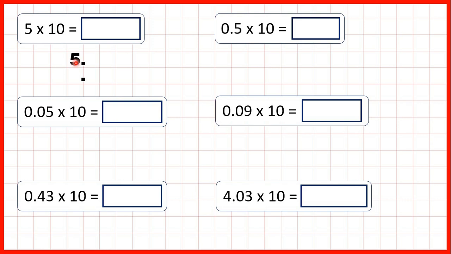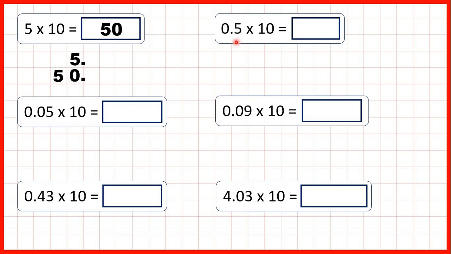So if we copy this 5 down 1 square to the left, we know that the place value column before the decimal point is the ones column, and we can't have an empty ones column, so we need to write a 0. So now we have 50 and a decimal point at the end, so we have a whole number. 5 times 10 is 50.